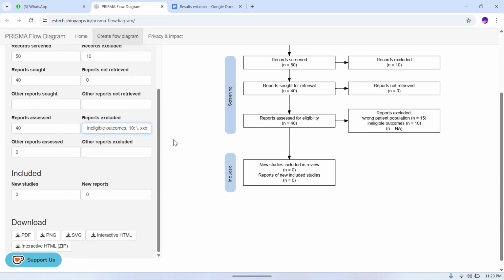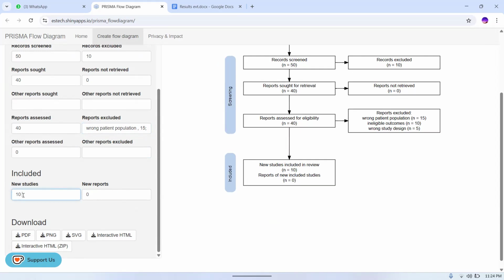Third reason I would give wrong study design. Let's say I'm doing meta for observational and RCTs, but wrong study design. Let's say these 5 articles I excluded because these articles were cross-sectional studies, so I would write 5. So this is how I filled this. Now, 40 out of 40, 30 are excluded over here, so our new articles are 10.